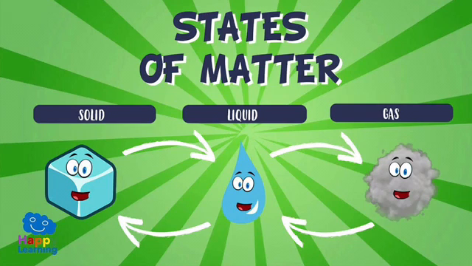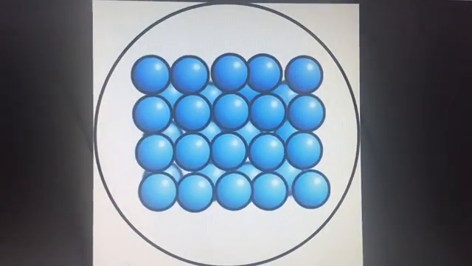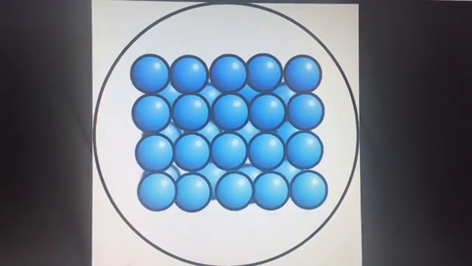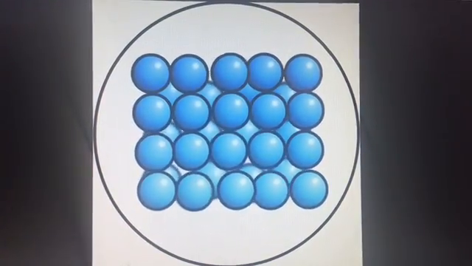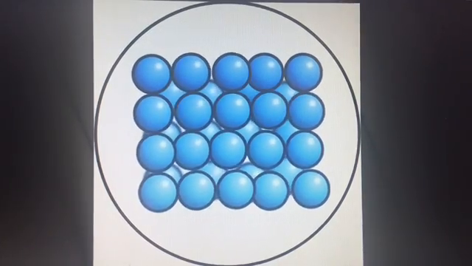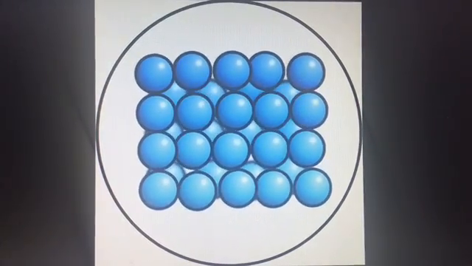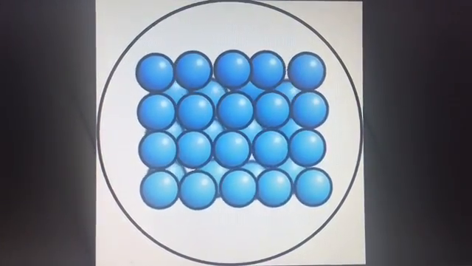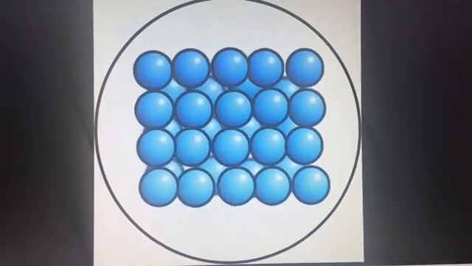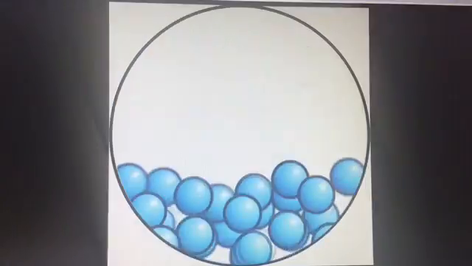The state of matter depends on the atoms that make up something. Let's take a closer look. This is a solid. The circles are the atoms that make up the solid. This is a solid because the atoms are closely bound together and vibrate, but don't move. This means that solids keep their shape.